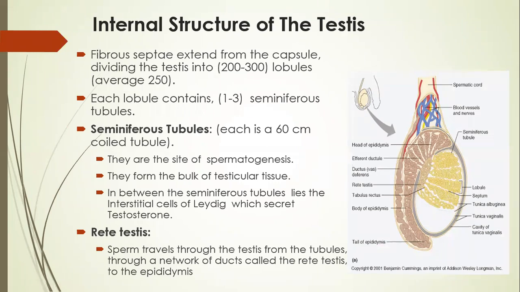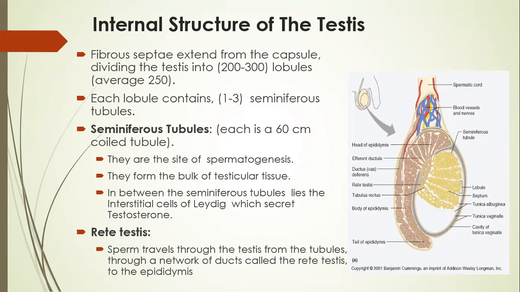Now coming to more details of the inner structure of the testis. If you see the inner surface, the cut section of the testis, we can see fibrous septa extending from the capsule. The tunica albuginea, this whitish layer, will give septa. Fibrous septa extend from the capsule, dividing the testis into lobules. Between two septa, the small area is called a lobule. There are 200 to 300 lobules, averaging around 250, in each testis.